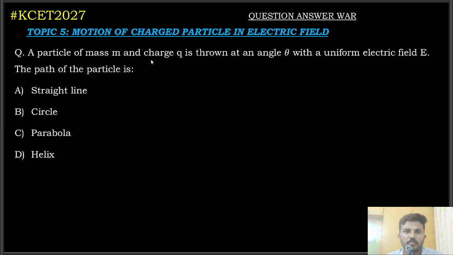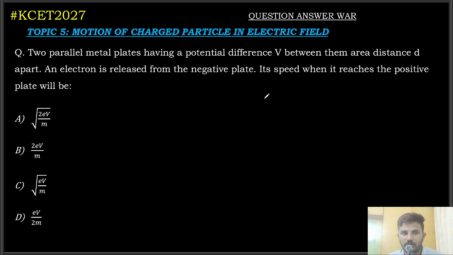Next, a particle of mass m and charge q is thrown at an angle theta with the uniform electric field. The path of the particle is, so where is it given? At an angle theta, it is not particularly mentioned whether theta is equal to 0 or not. So let's consider theta is greater than 0. If theta is greater than 0, it will move in a parabolic path. If theta is equal to 0, it will be a straight line. So they should have mentioned it other than 0 degree. So let's consider theta is greater than 0, so it will move in a parabolic path.